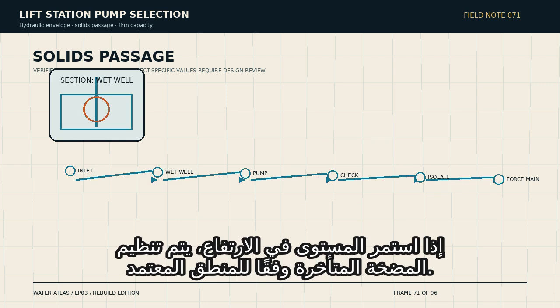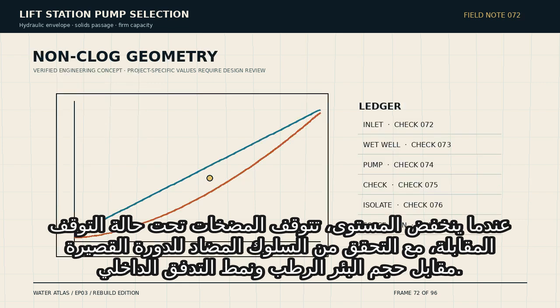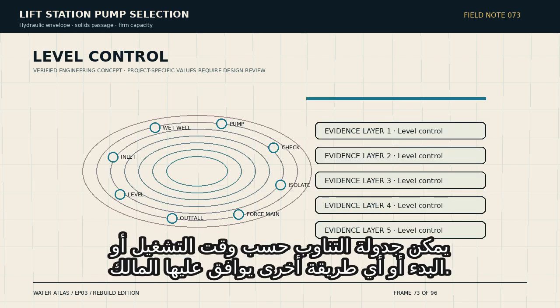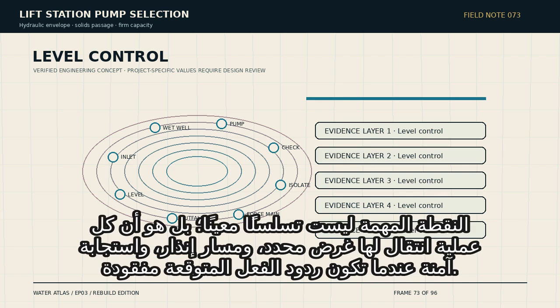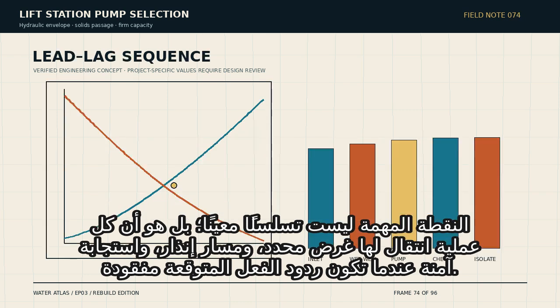Alternation can be scheduled by runtime, starts, or another owner-approved method. The important point is not a particular sequence. It is that every transition has an identified purpose, an alarm path, and a safe response when its expected feedback is missing. The high-level alarm is not merely a warning to an operator. The high condition should initiate the project's emergency response, which may include dispatch, bypass planning, emergency power, or other measures defined by the owner and regulator.